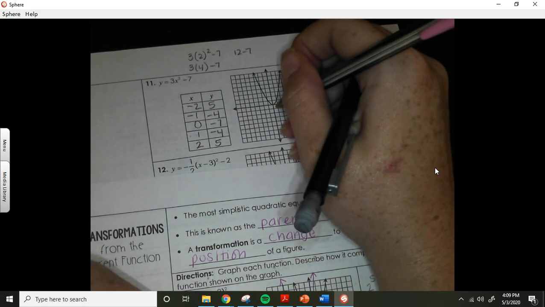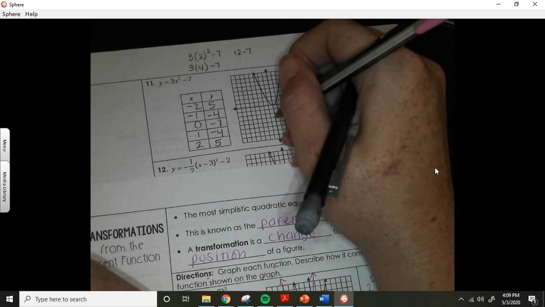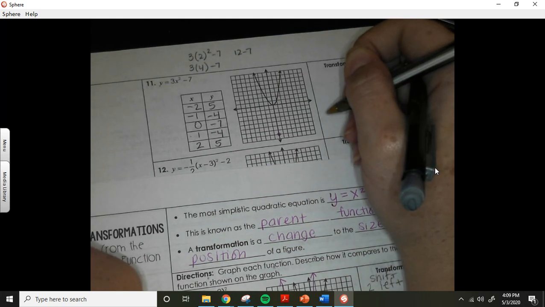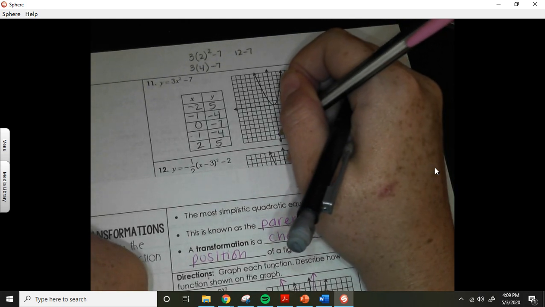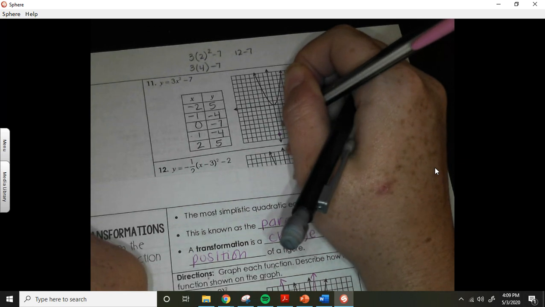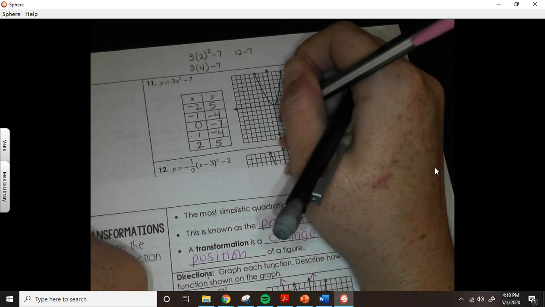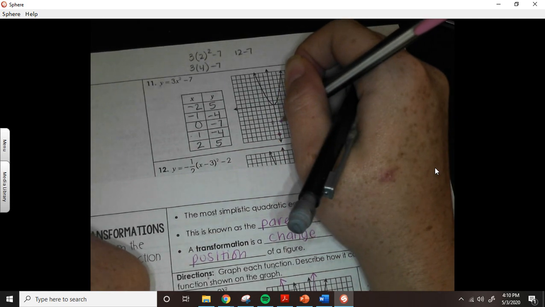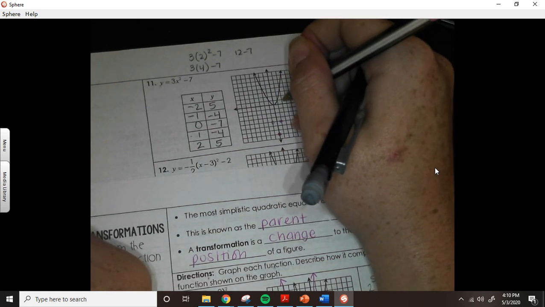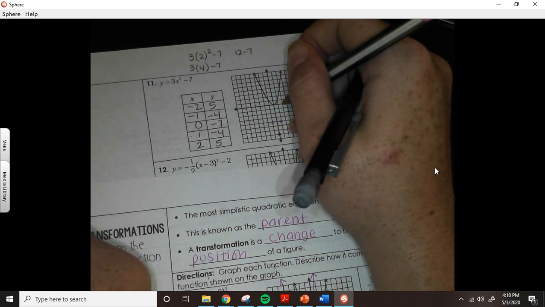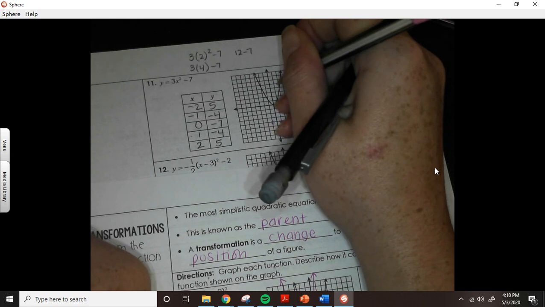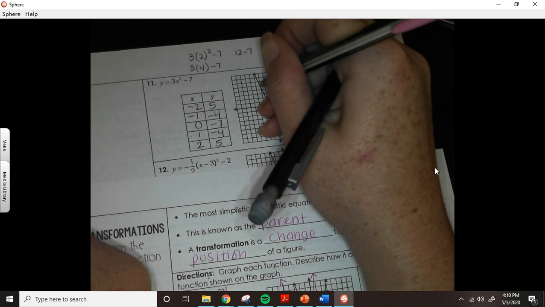0, negative 7. 1, 2, 3. Okay, this one's opening up. So we've got 1, negative 4. So this is 7. 6, 5, 4. And then this one is 25. Oh man. 1, 2, 1, 2. The boxes trip me out sometimes. Just too many.